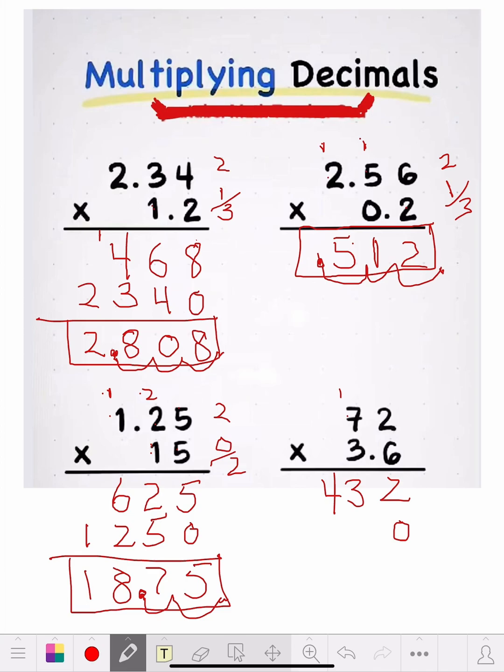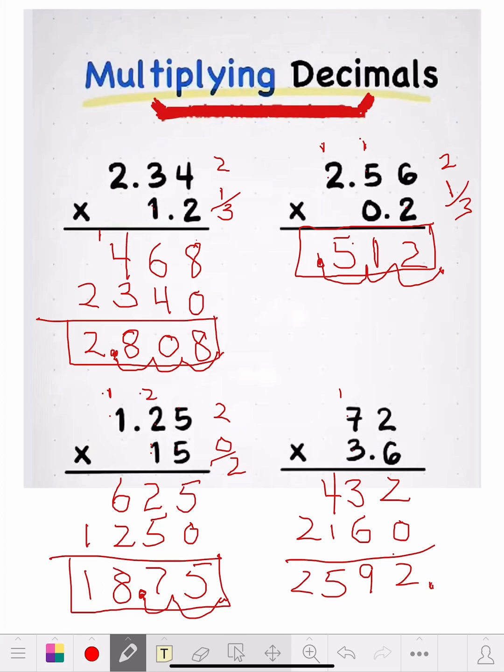3 times 2 is 6. 3 times 7 is 21. 21. Let's just add them up. We got a 2, we got a 9, we got a 5, and we got a 2. Right now, if we just do a long division, the decimal point would be right there after the 2.